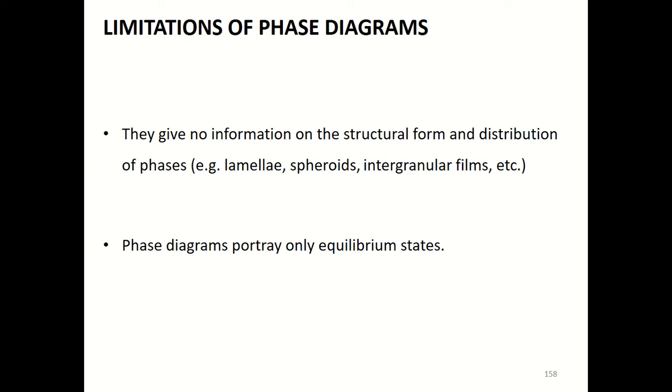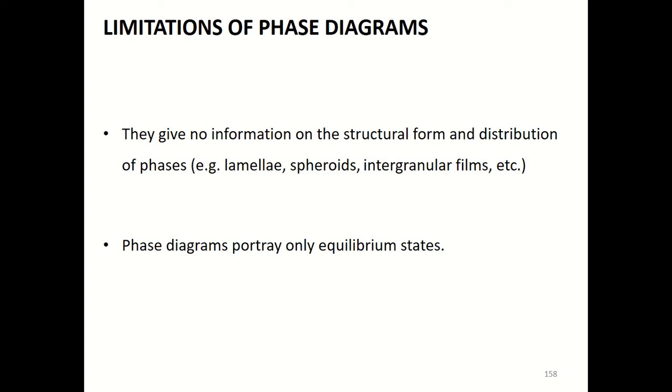distribution of phases. For example, in the phase diagram, we need another technique to get this. You need a microscopic technique or something else to know about the structural form. For example, is it a lamellar phase, spheroid, intergranular films, etc. So that's the first limitation. There is no direct information on the structural form and how the phases are distributed.